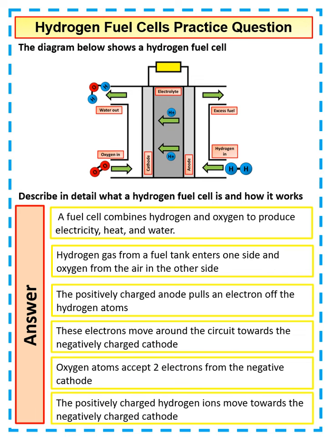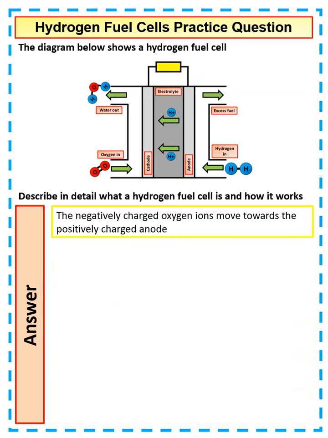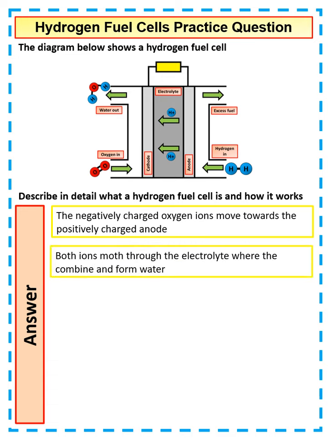So the positively charged hydrogen ions, right, remember we need to refer to them as ions, move towards the negatively charged cathode because opposites attract. The negatively charged oxygen atoms move towards the positively charged anode, right, again, because opposites attract. So both of these ions move through the electrolyte where they combine to form water.